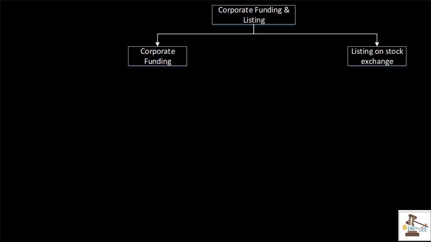The subject corporate funding and listing on stock exchange is divided into two parts or two sections. One is corporate funding and second is listing with stock exchanges. The subject mainly deals with various types of sources of funding and related requirements of compliance thereof. Although listing is a part of corporate funding only, in our syllabus it is covered as a separate section because listing itself is a complex area to deal with.